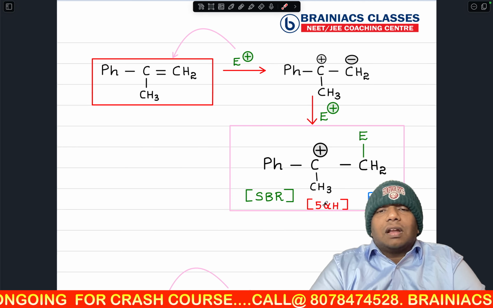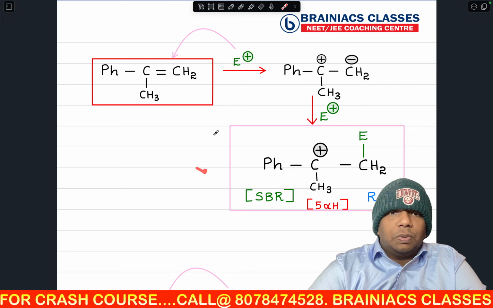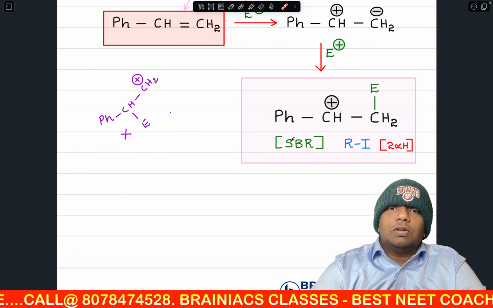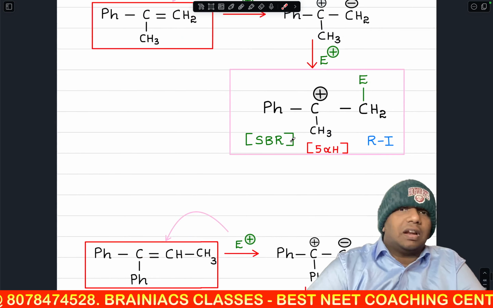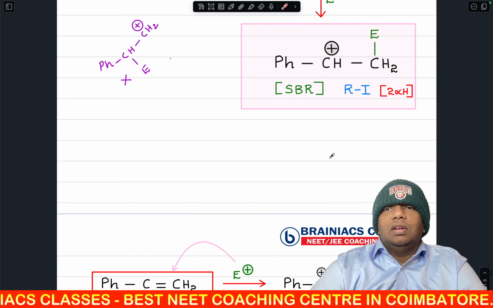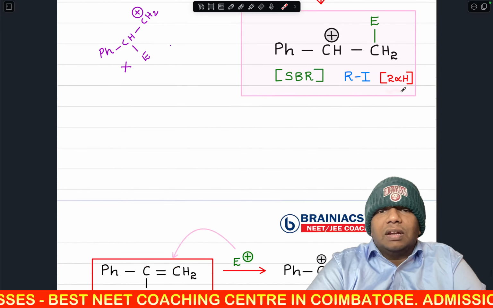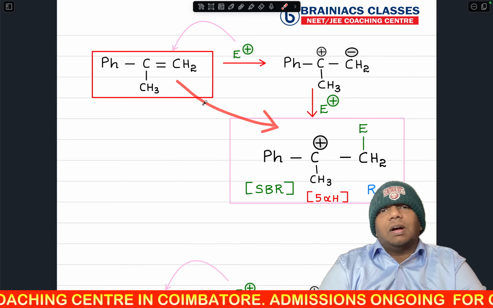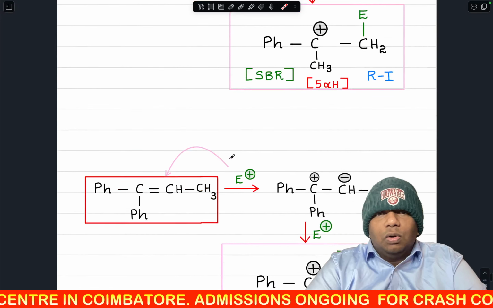Now you can say, sir, how will you compare this particular compound with the previous one? I can easily say, sir, here both of them are stabilized by resonance, correct? And this one has 5 alpha hydrogens, but this one has only 2 alpha hydrogens. So I can say the second one will reach this particular destination very fast compared to the first one. Now we go to the third one.